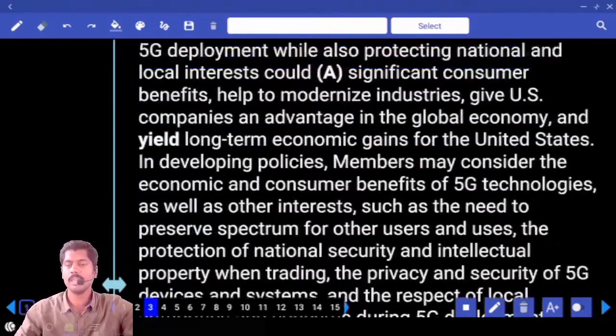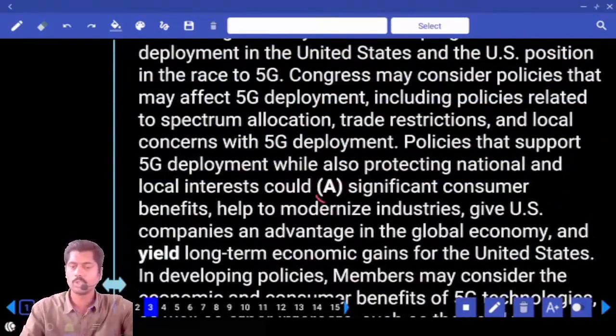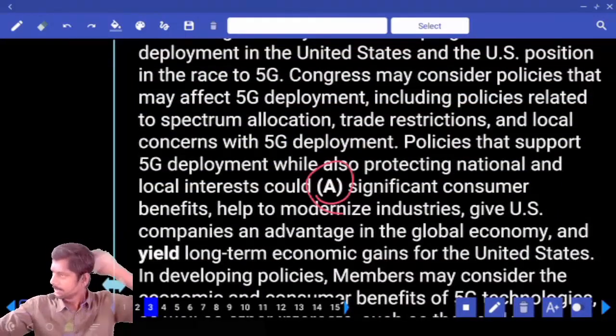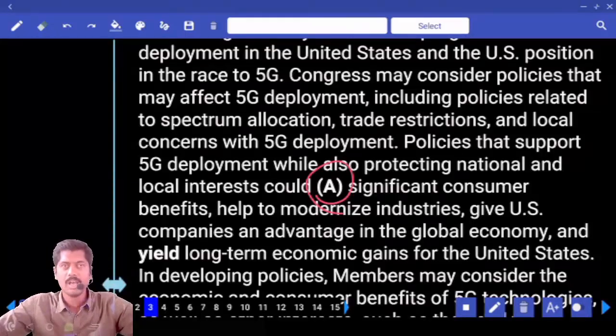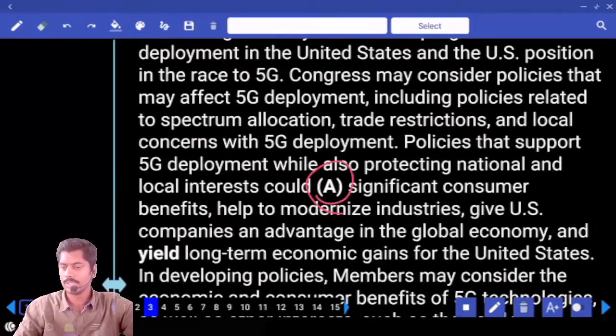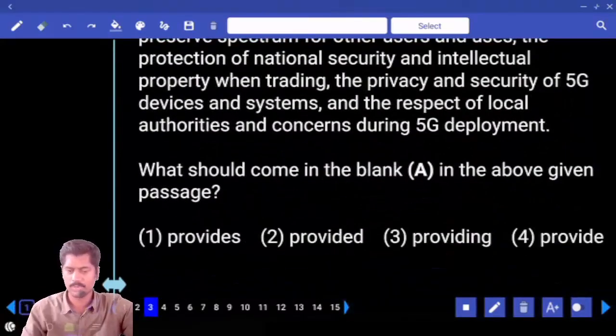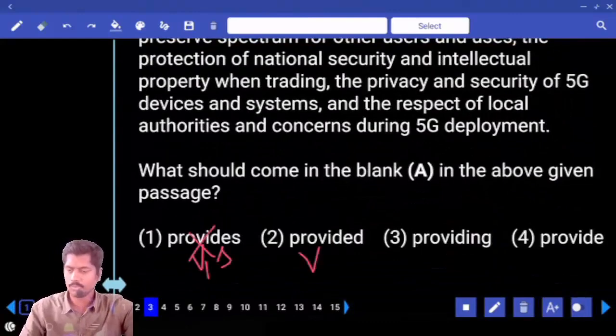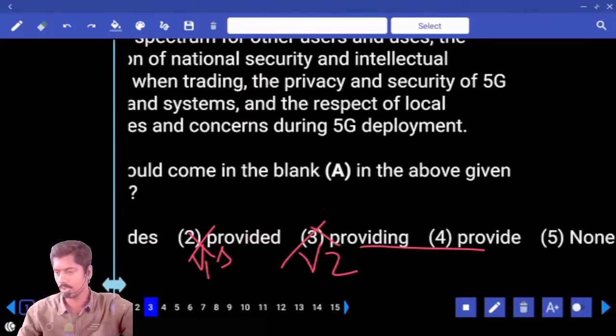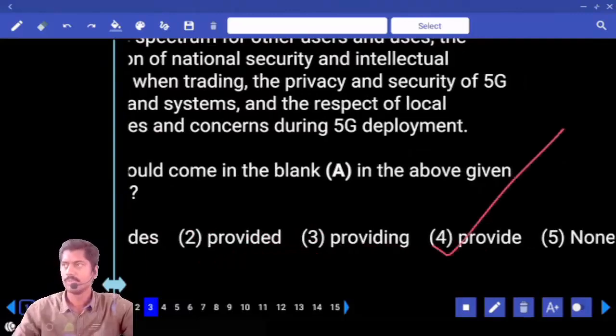Fill in the blank A. What should come in the blank? Before the blank, what is given? Could. After could, we generally require V1 or be or have. Will, would, can, could, shall, should. Could dash significant consumer benefits. Consumer benefits, noun. Could V1. V1, yes. V2, no. ING, no. V1, fourth one, yes. Fourth option.